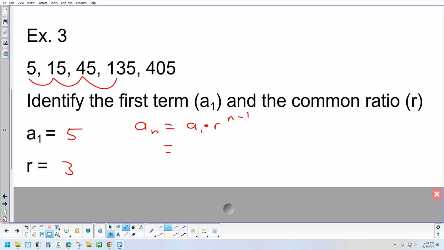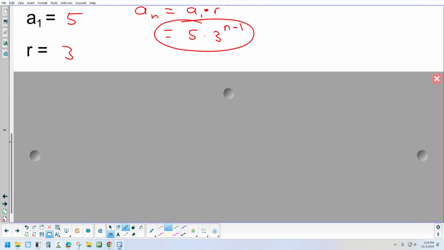So take the two numbers that you got. Nope, you can't multiply them together. Okay, we can't multiply them. It's just a rule with these formulas. You just have to leave it the way it is. So 5 times 3 to the n minus 1. It has to do with PEMDAS, the reason we can't multiply the 5 and the 3 together. So that was good, though, with the 5 and the 3.